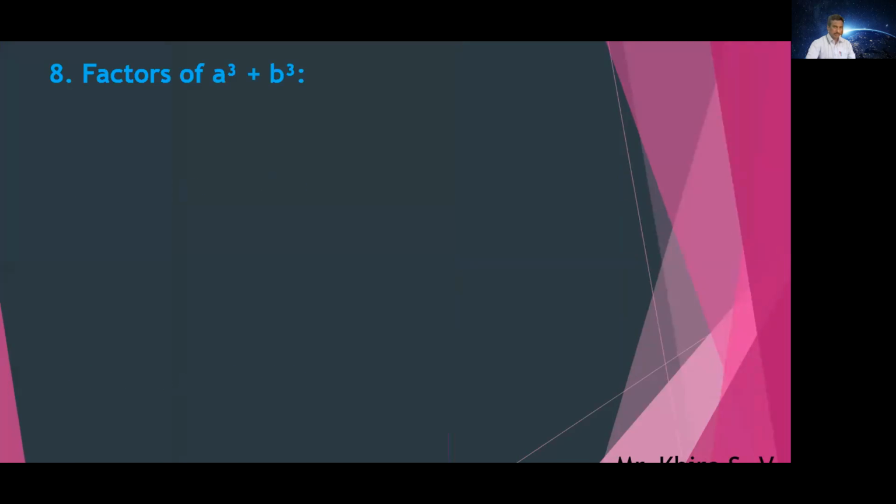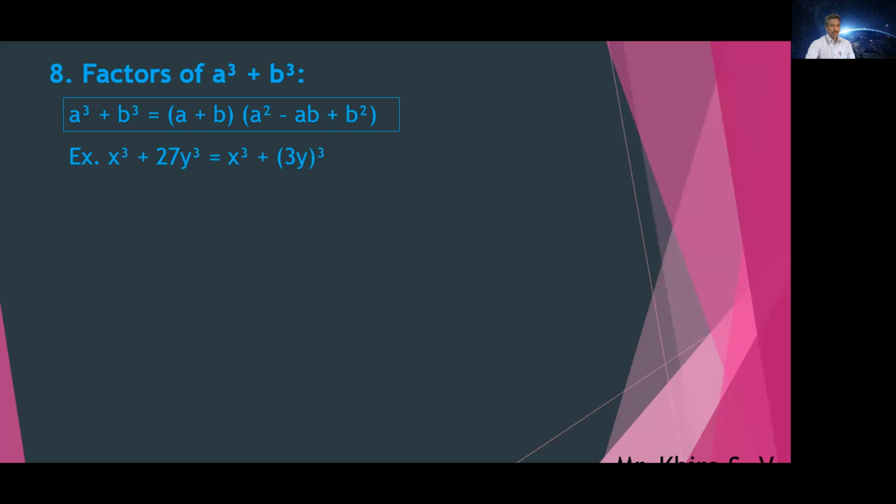Next is factors of a cube plus b cube. We have to find out the factors of a cube plus b cube. a cube plus b cube is equal to (a plus b) into, in the second bracket, a square minus ab plus b square. This is an identity or formula. Now we have to use this formula or identity for solving the examples below.